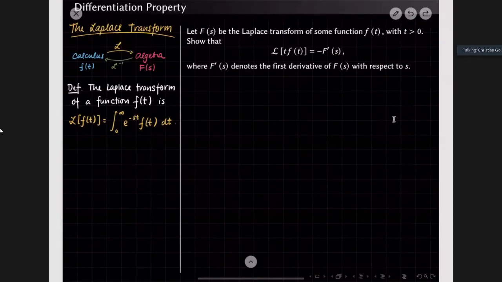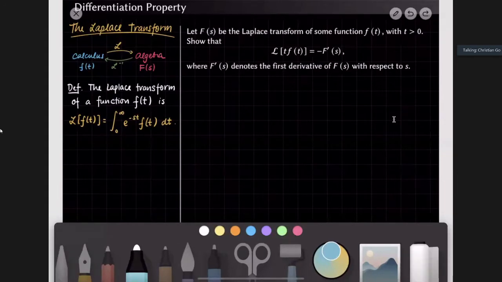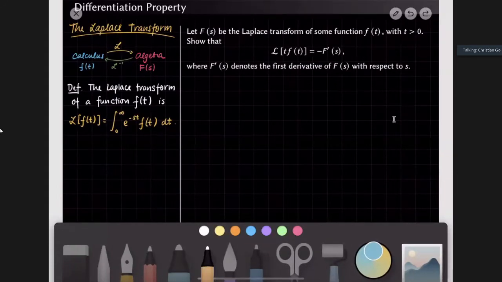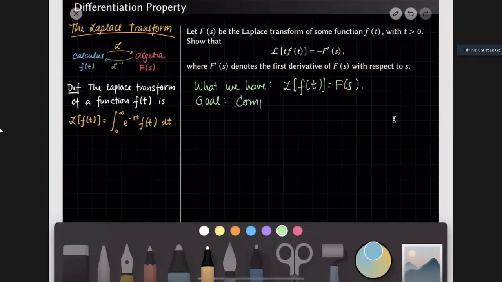This is actually much more straightforward than it looks. Okay, so what do I know? What we have, let's just put that down. What we have is that the Laplace transform of f of t is equal to big F of s, right? That's the only given we have so far. Our goal is to compute the Laplace transform of the product of t and f of t. So let's go ahead and try to compute that.